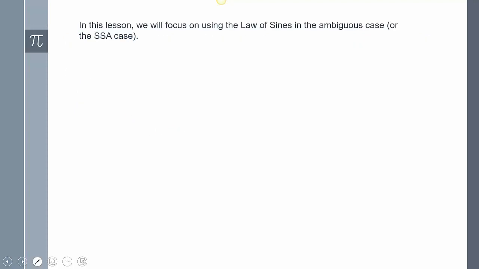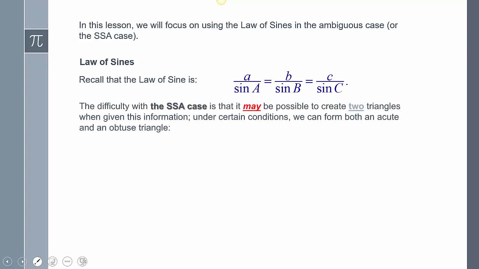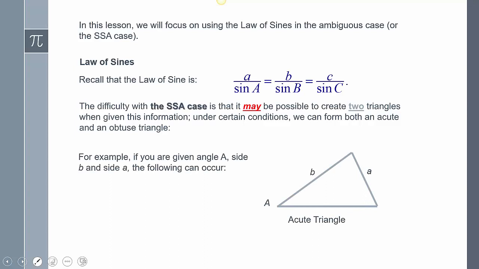So, like I said, we're going to focus on the SSA case. If you remember, that is our law of sines, and we could flip it. We can do sine A over A equals sine B over B equals sine C over C. And the reason why we call this SSA case the ambiguous case is because we can actually represent two triangles with the corresponding information. And so let's look at an example here.